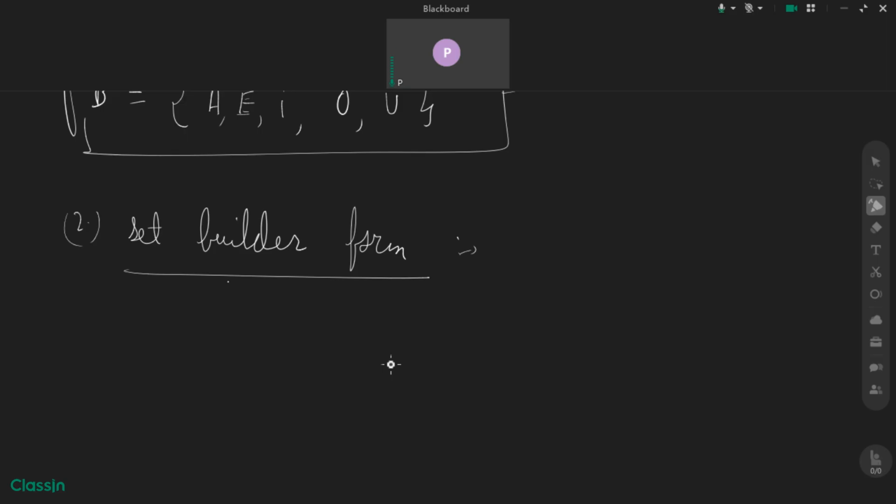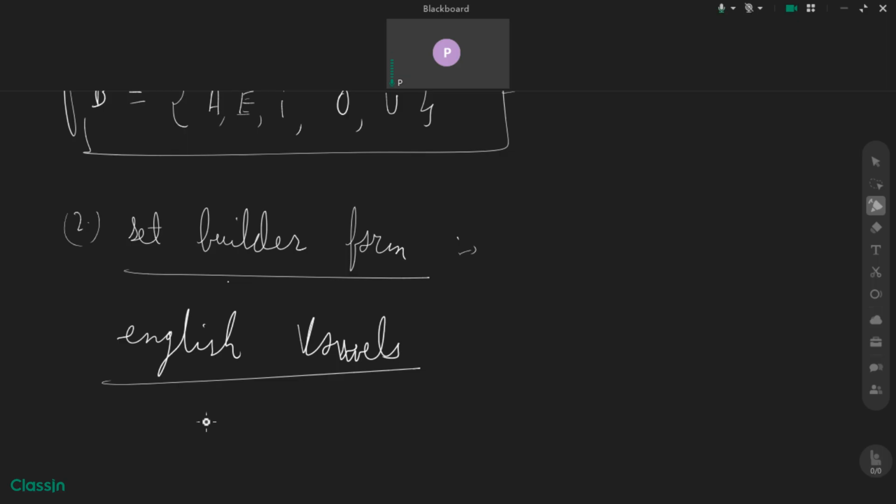Let me take an example. Let us say I have to represent the set of English vowels in set builder form.